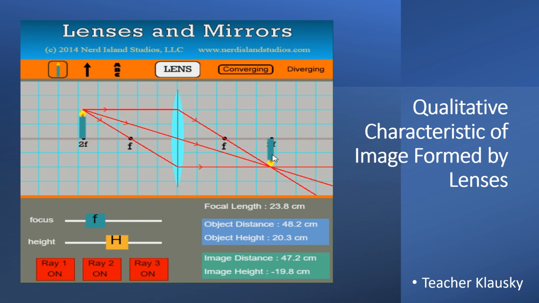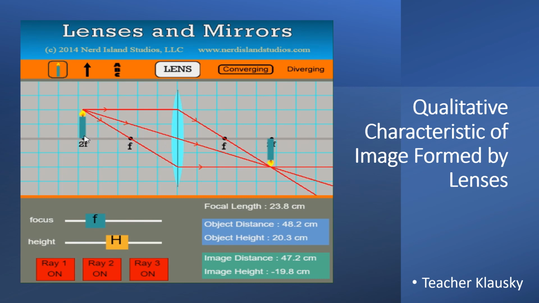Now, in terms of image size created, they are the same size, but the orientation is inverted. So the image is inverted and the type of image is still a real image because the image is formed on the right side of the lens or on the second surface of the lens.